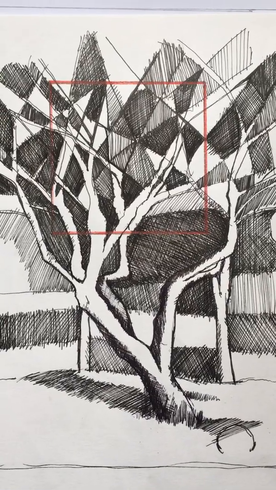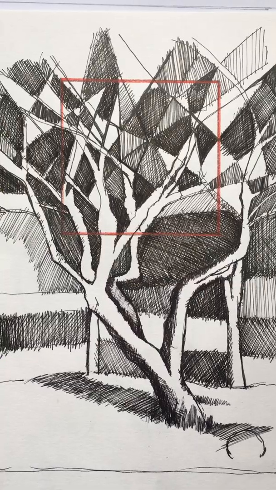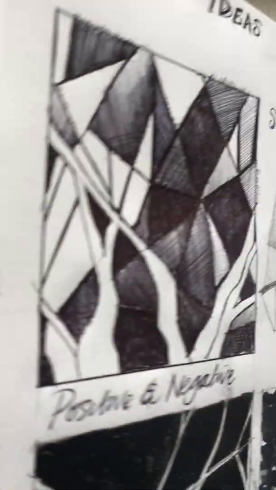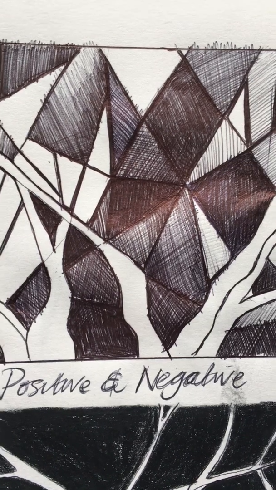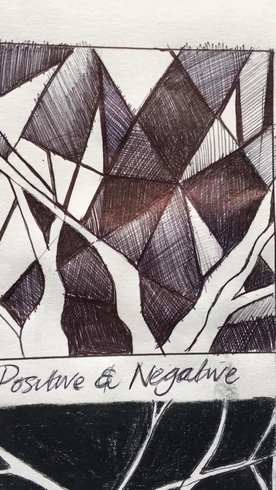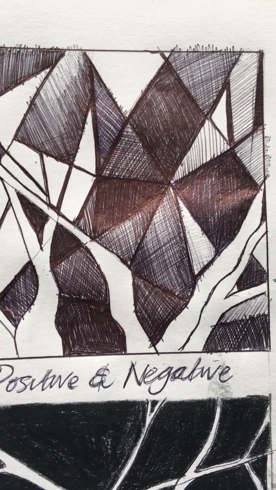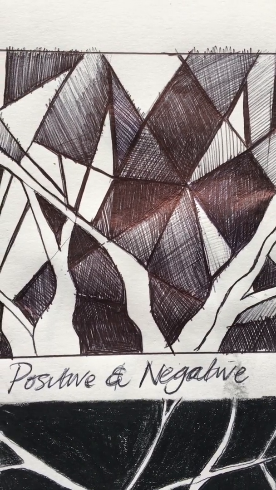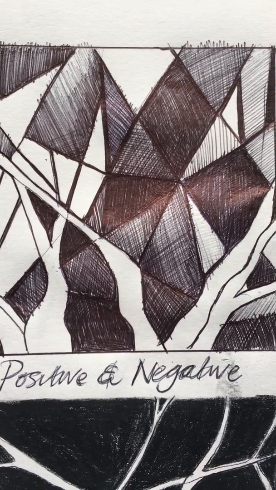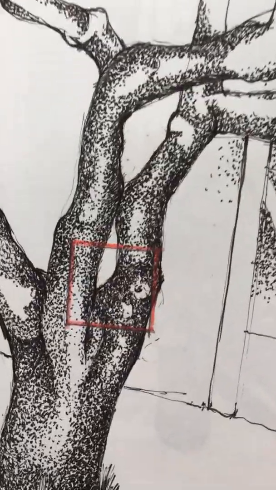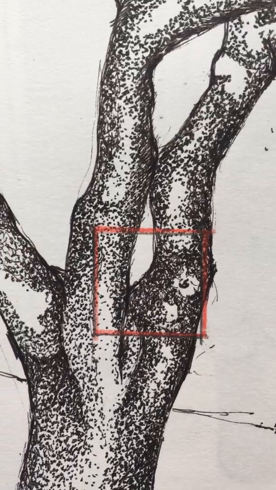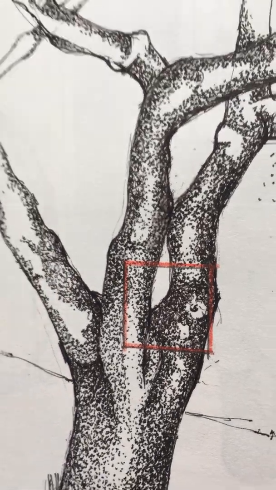I've taken that section there where the branches are, and I've just isolated that area, and I've started to do a little biro sketch of that in terms of developing it and as an initial idea for an abstraction. Okay, this piece here is an enlargement of that area there, as an idea to abstract it.